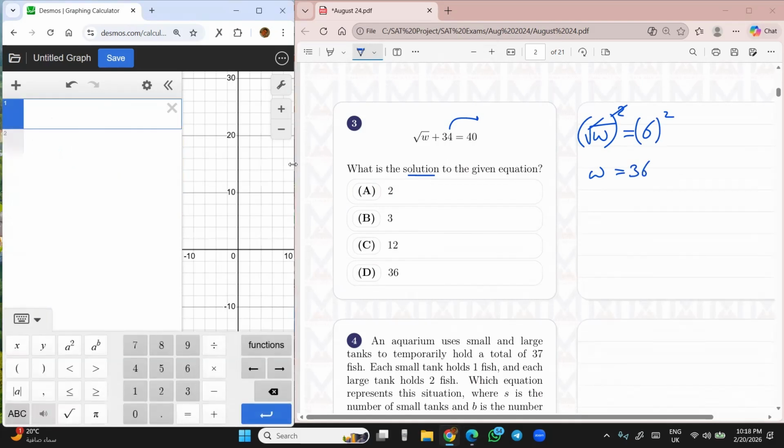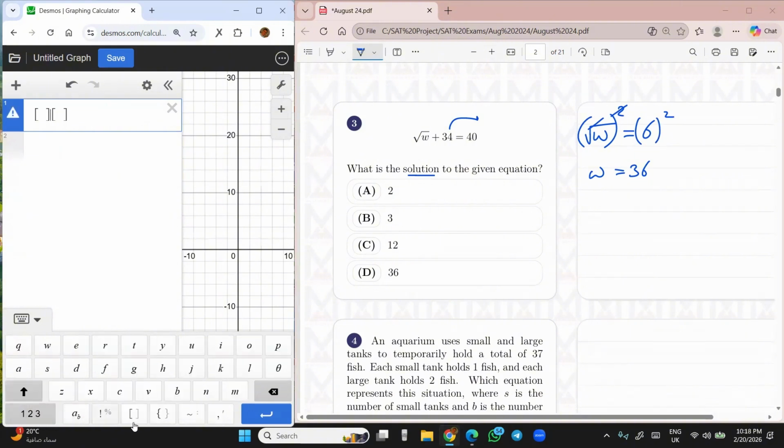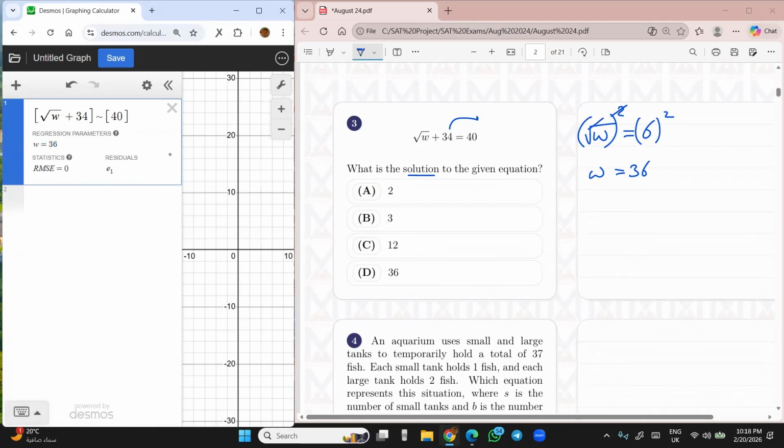We can do this also on Desmos by making the square brackets like this, make the sign in between them, and in the left side write the square root of w. How can we write the square root? We can just write sqrt. Once you finish writing the letter t, you get the square root done. Then write w inside, and don't forget to move one step to the right, plus 34. And then in the right side, we write 40. That's it. Because we have only one variable, the answer will be given easily on the screen. So w is equal to 36.